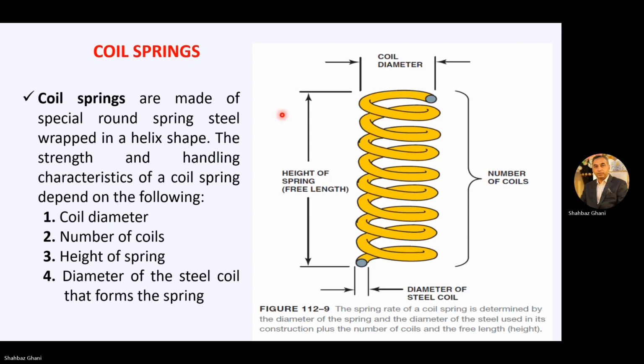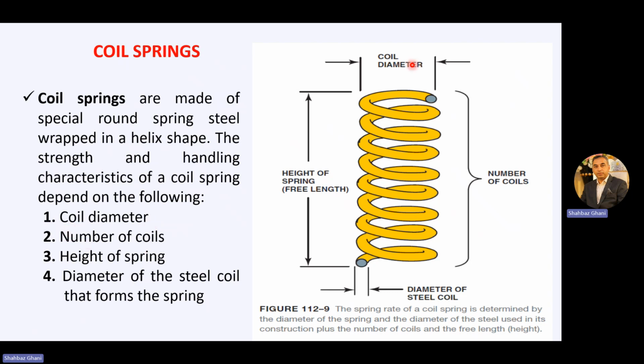Let's see. A coil spring. Coil springs are made of special round spring steel wrapped in a helical shape. The strength and handling characteristic of a coil spring depends on the following. So these are the 4 factors on which the strength and handling of coil springs depends.